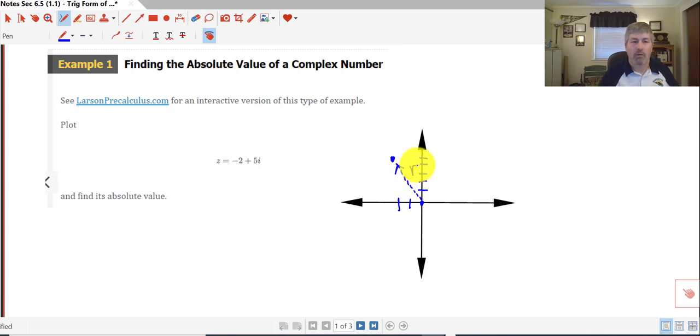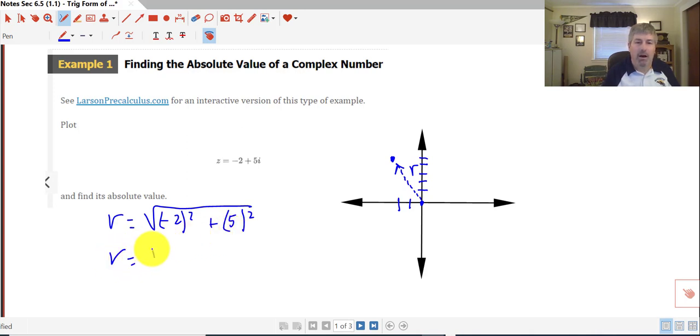We would find out what that is. So we want to find that absolute value. So r is simply the square root of a squared plus b squared. So we don't include the i here. So r is simply the square root of 4 plus 25, or r is the square root of 29. That's our distance from the origin to our point that we plotted here.